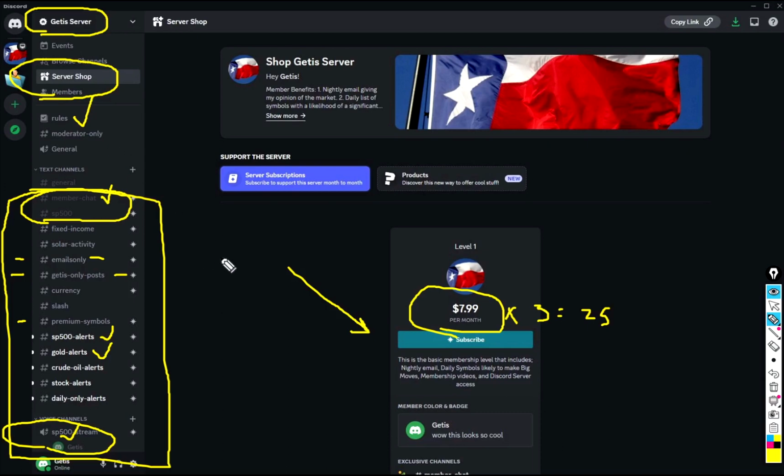And then lastly, as a disclaimer, I do not give financial advice. Everything on this server, no matter who's posting it, me or anybody else, is strictly for educational purposes only. You are responsible for your own trades.